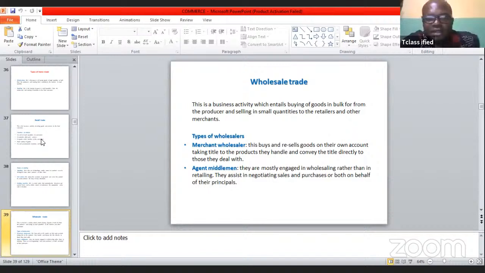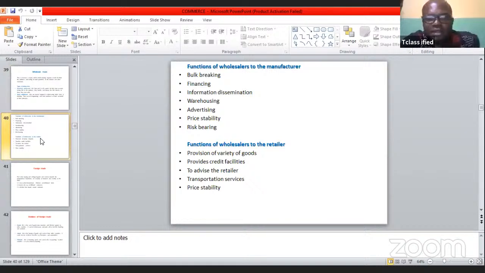Okay, let's move forward. Now, what are the functions of wholesalers today? The functions of wholesalers could be divided into their functions to the manufacturer and their functions to the retailer. So to the manufacturer, they do what we call bulk breaking. They buy in bulk and break it to the resellers. Financing, they have large sums of money, they can use it to engage businesses. They also help him in warehousing, because once they buy all this bulk, they have their own warehouse. They also advertise because they want to sell.